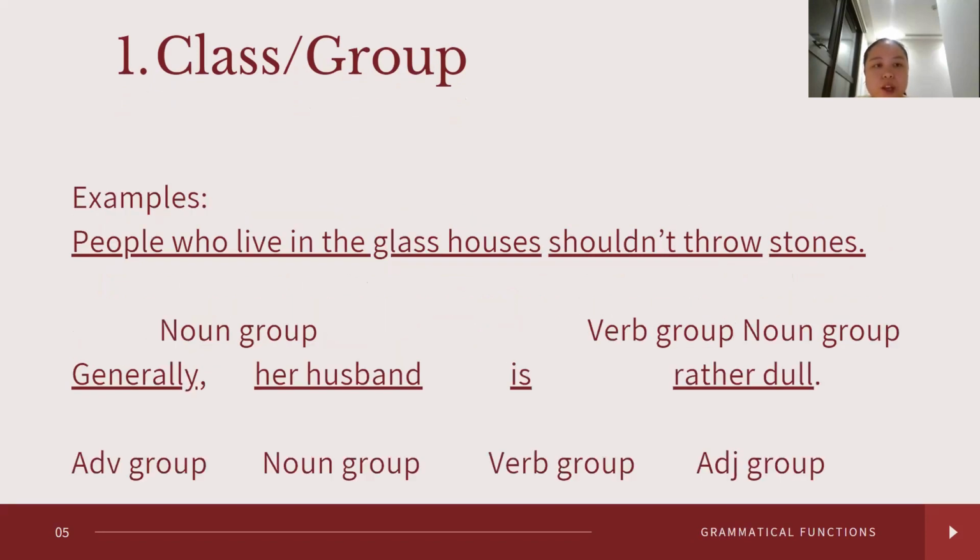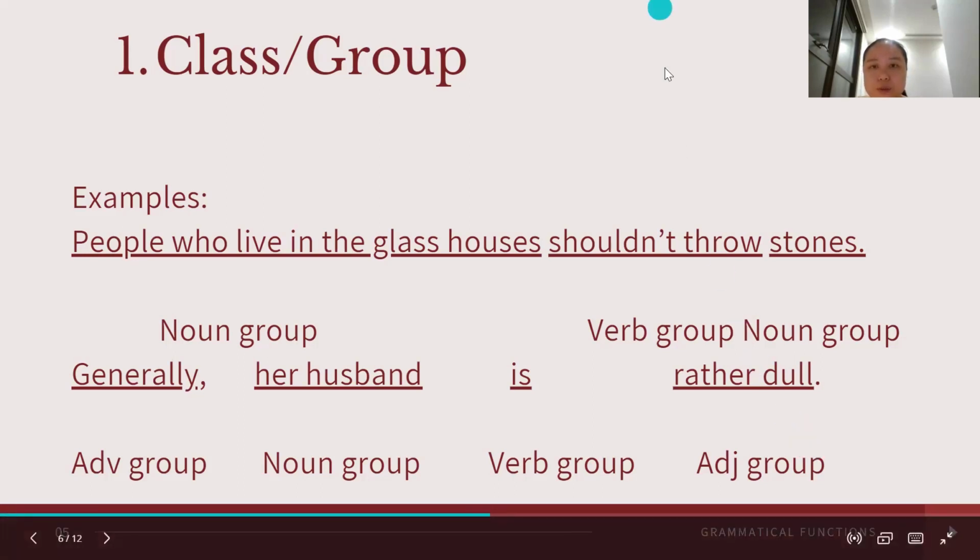For example, the first example is: people who live in glass houses shouldn't throw stones. People who live in the glass houses is a noun group. Shouldn't throw is a verb group and stones is a noun group. The second sentence: generally her husband is rather dull. Generally is an adverb group. Her husband is a noun group. Is is a verb group. And rather dull is an adjective group.